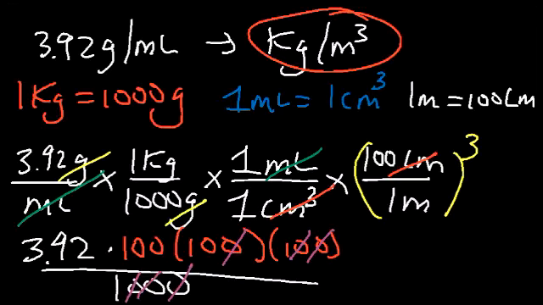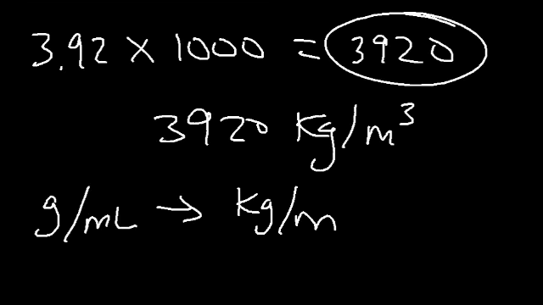So what we really have is 3.92 times 1,000. Well, 3 times 1,000 is 3,000, so 3.92 times 1,000 is 3,920. And so that's going to be the answer. It's going to be 3,920 kilograms per cubic meter. So whenever you need to go from grams per milliliter, which is density in chemistry, to kilograms per cubic meter, basically what you really need to do is multiply by 1,000. That is the quick way to get the answer. And if you need to go backwards, simply divide by 1,000.